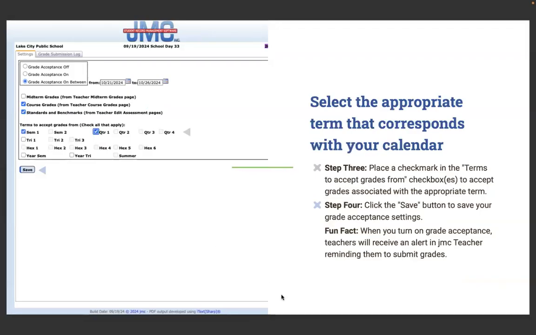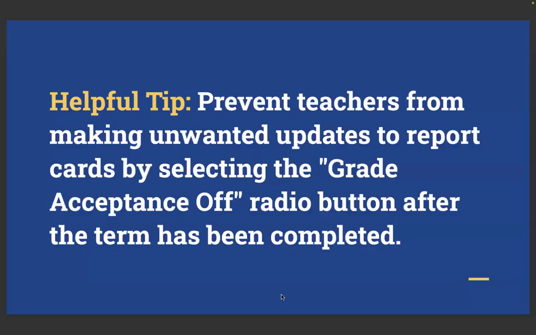Step 3, place a check mark in the Terms to Accept Grades From checkbox to accept grades associated with the appropriate term. Step 4, click the Save button to save your grade acceptance settings. Fun fact, when you turn on grade acceptance, teachers will receive an alert in JMC Teacher reminding them that it's time to submit grades. Helpful tip: prevent teachers from making unwanted updates to report cards by selecting the Grade Acceptance Off radio button after the term has been completed.